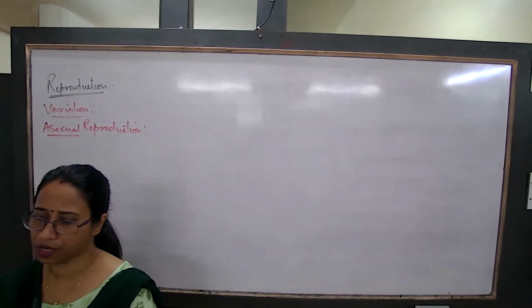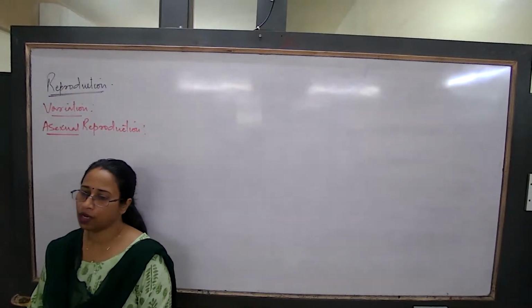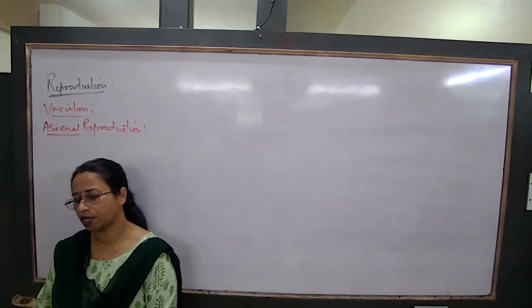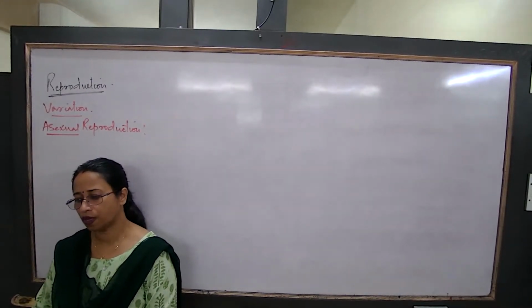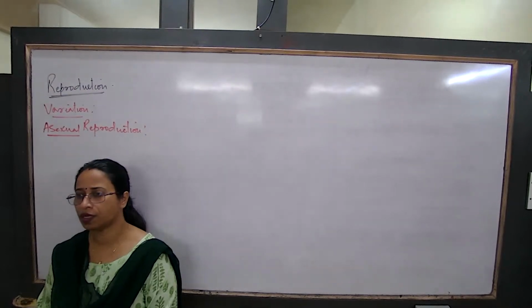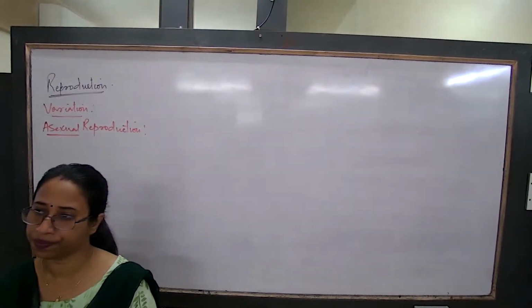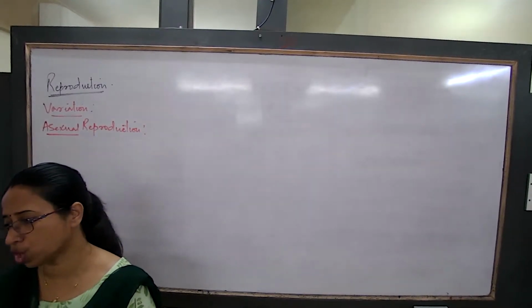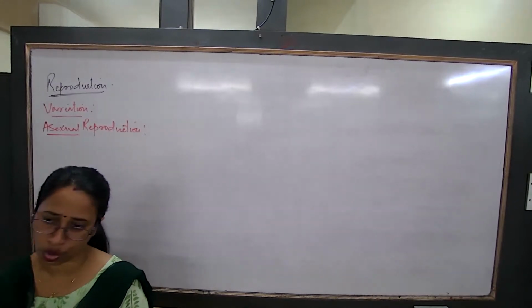Next. Asexual: offsprings formed are identical. Sexual: offsprings always show variations. Now, these few points of difference are always to be known.